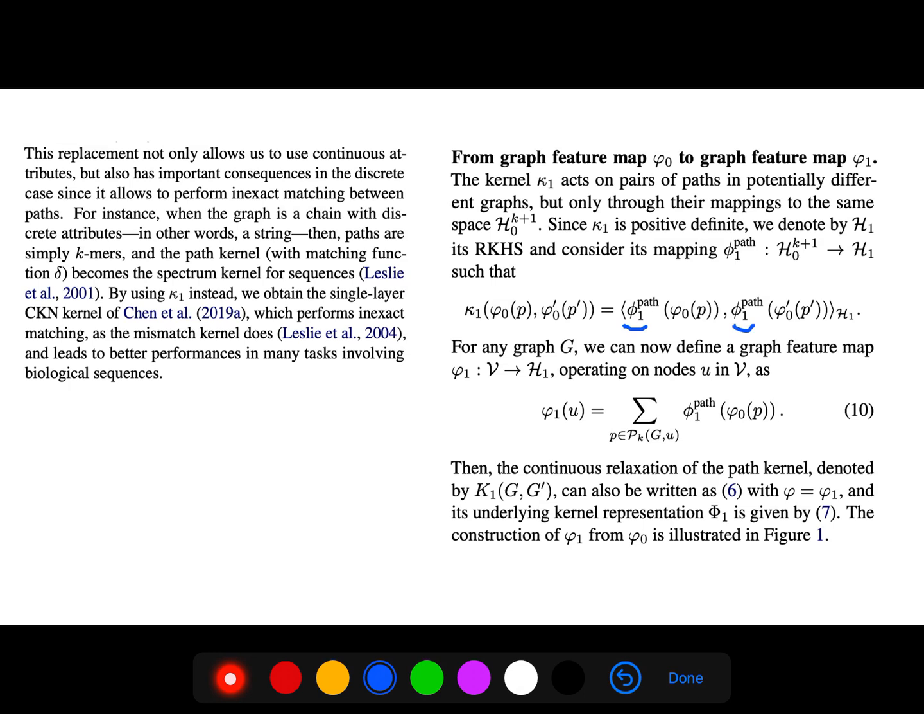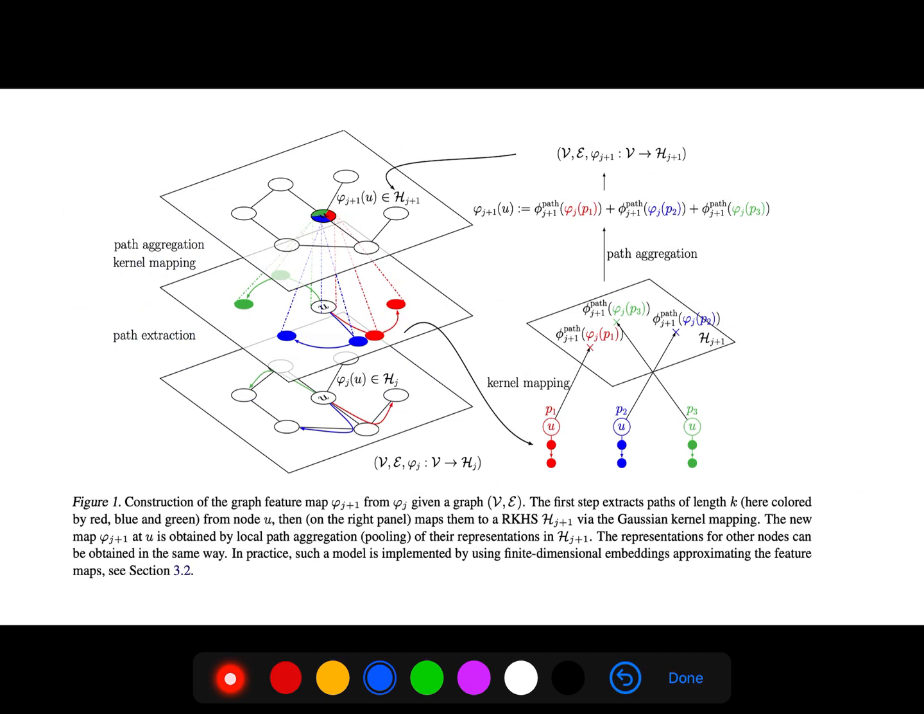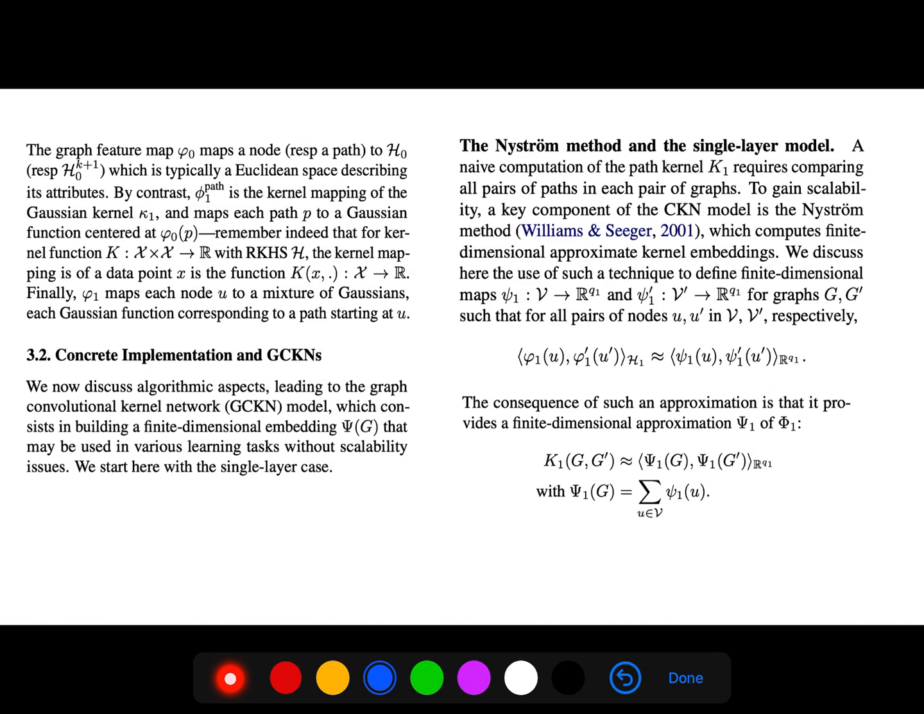We can define a graph feature map operating on nodes. So this is a construction of graph feature map. The first step extracts paths of length k from node u, then maps them to RKHS via Gaussian kernel mapping. Then they use the Nystrom method and a single layer model.